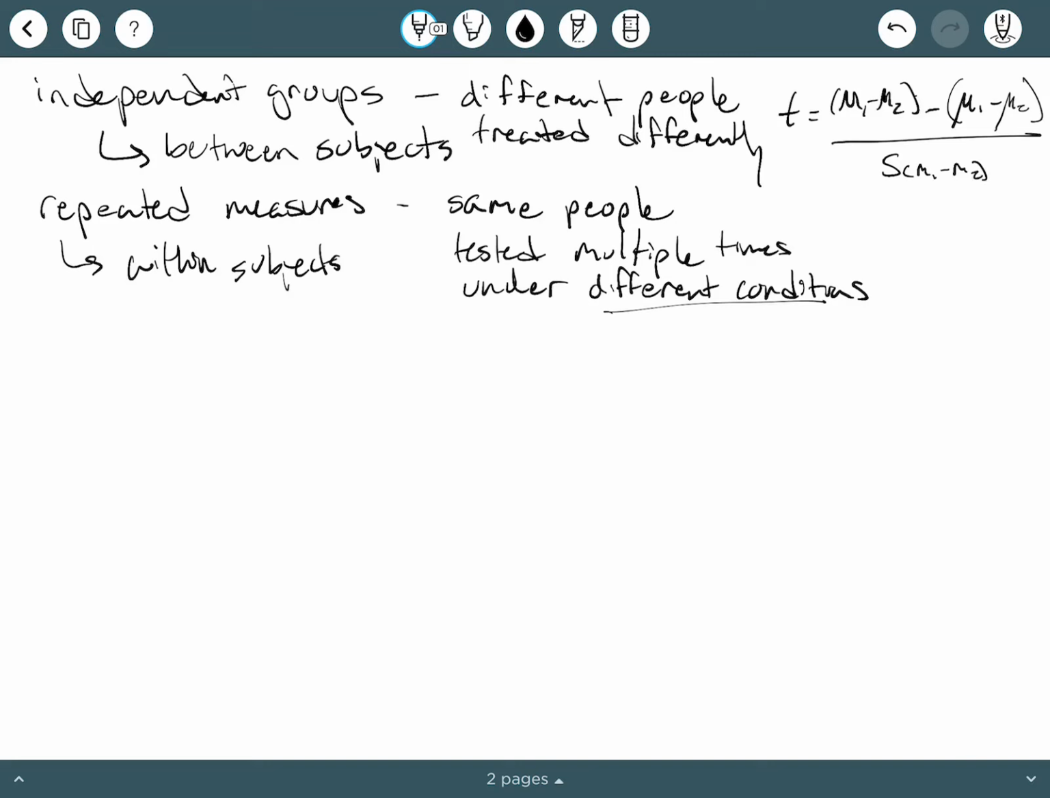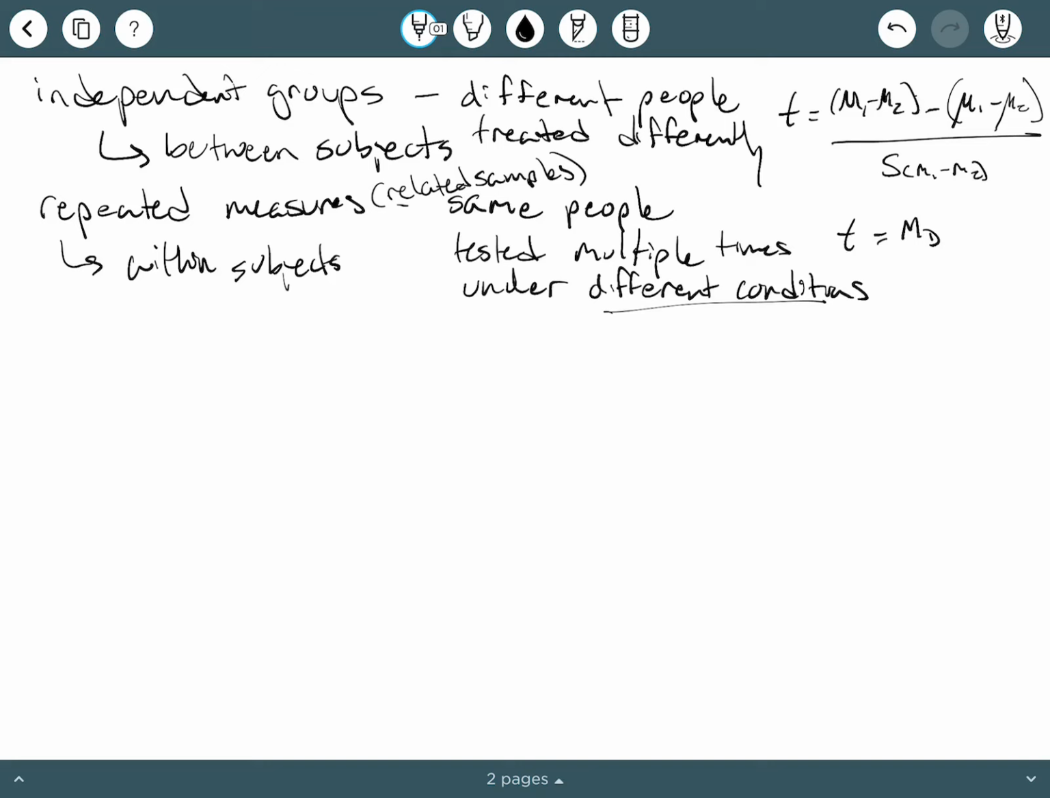Well, the t for the repeated measures t-test, which we also call the related samples t-test, is actually much simpler. So t in this case, we're only looking at the value of one number, and that's something we call the mean difference score. So we do it like that.